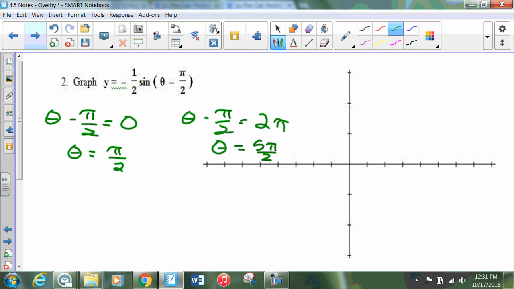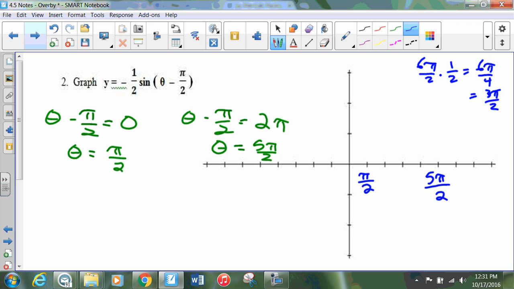So then let's set up our tick marks. We're just going to pick one tick mark away from the origin, and then we'll jump over 4. 1, 2, 3, 4. Our last tick mark in our period is 5 pi over 2. All right, let's have fun. Let's find the middle. So pi over 2 plus 5 pi over 2 is 6 pi over 2. Multiply that by 1/2, you'll get 6 pi over 4, which is 3 pi over 2.